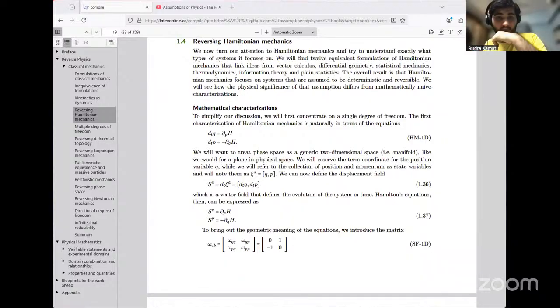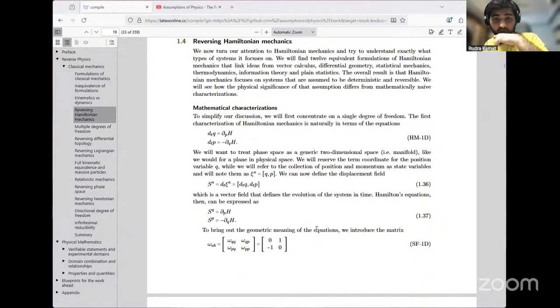Okay. Mathematical characterizations. To simplify our discussion, we will first concentrate on a single degree of freedom. The first characterization of Hamiltonian mechanics is naturally in terms of the equations. Total time derivative of q equals partial p of H. Total time derivative of p is negative partial q of H.